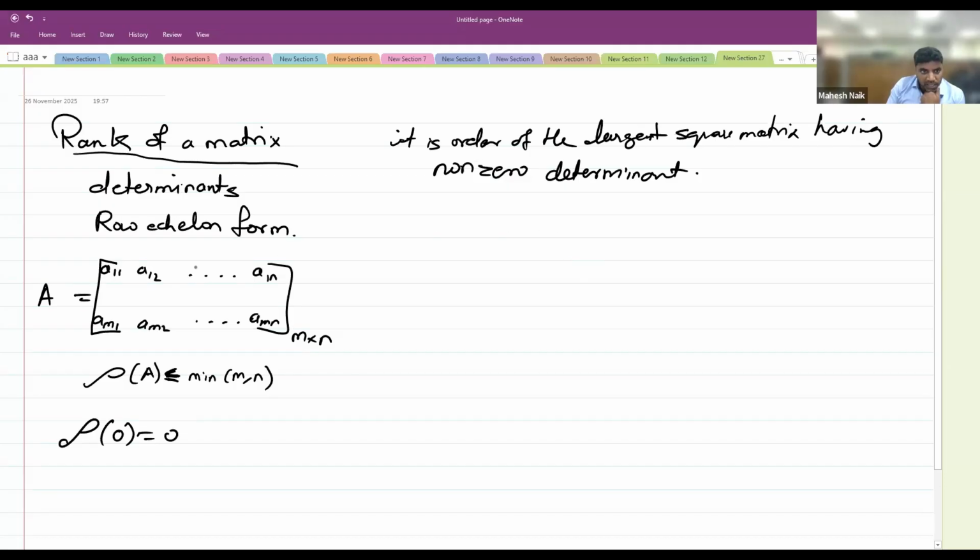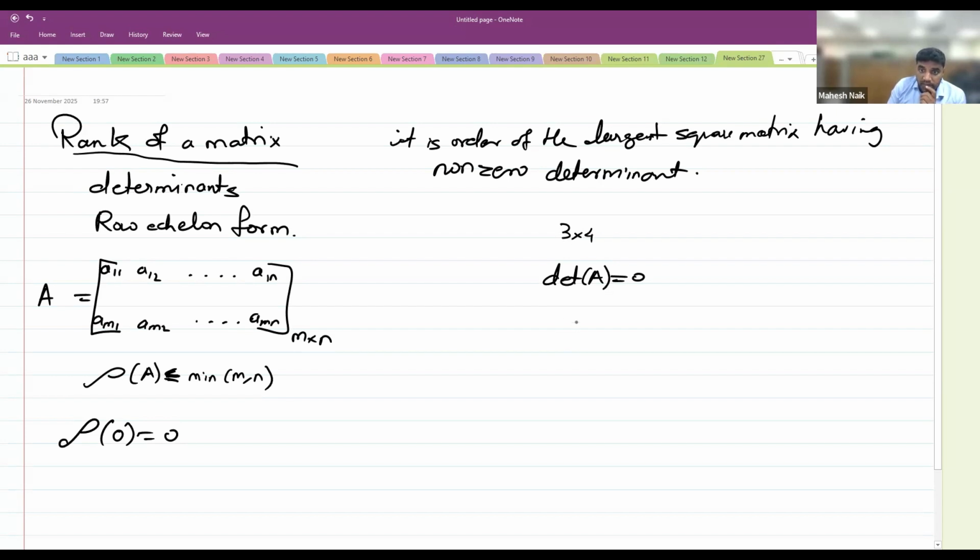So if I'm dealing with a 3x4 matrix, I can always locate a 3x3 matrix, which is the biggest square submatrix in the matrix. And if the determinant of that particular matrix comes out to be 0, then we can be very sure that the rank is less than 3.